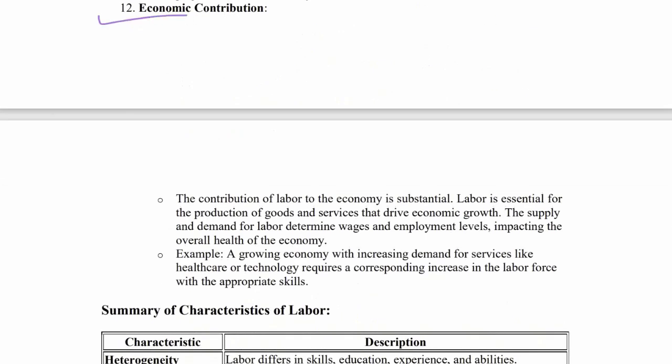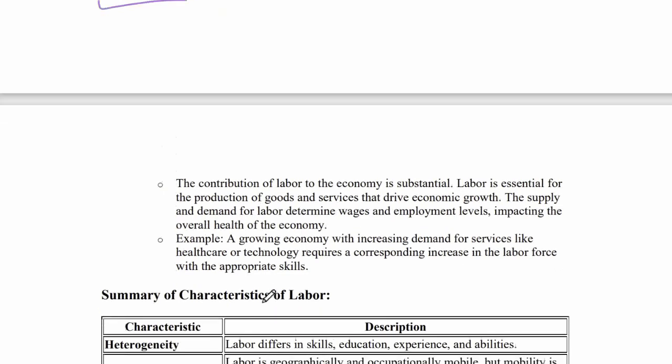Economic contribution. The contribution of labor to the economy is substantial. Labor is essential for the production of goods and services that drive economic growth. The supply and demand for labor determines wages and employment levels, impacting the overall health of the economy. Example: a growing economy with increasing demand for services like healthcare or technology requires a corresponding increase in the labor force with the appropriate skills.